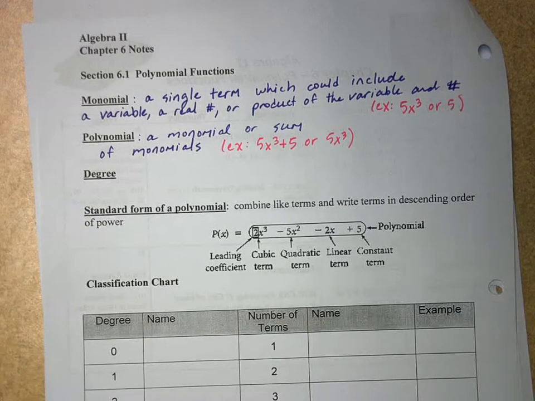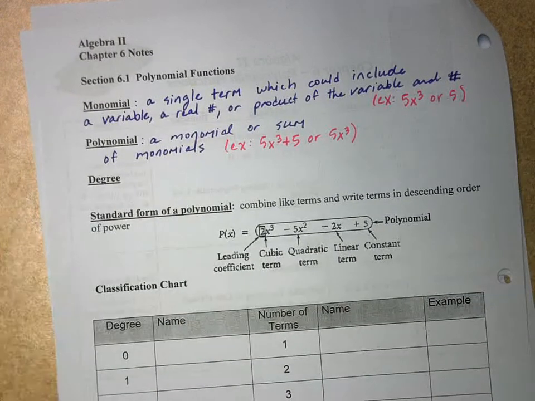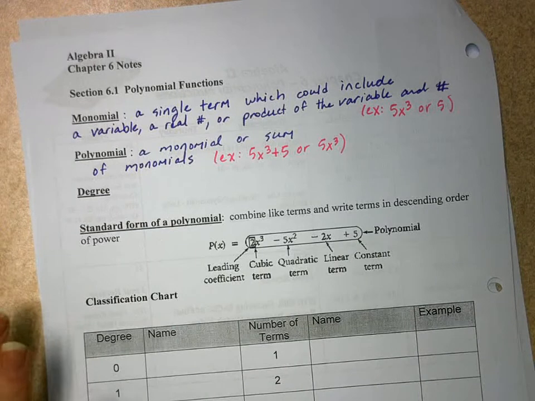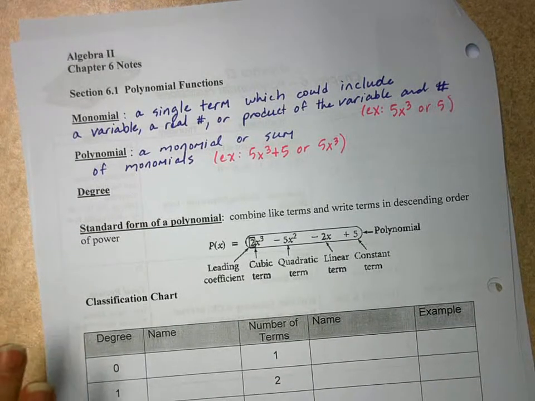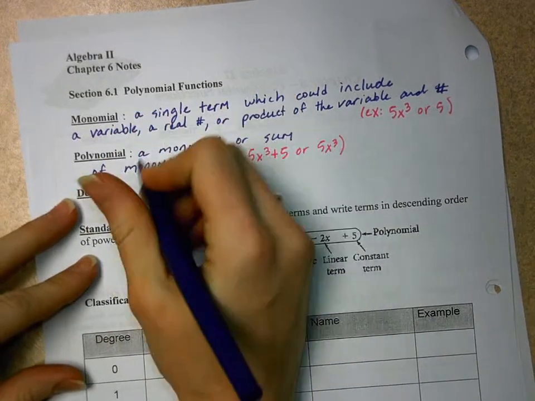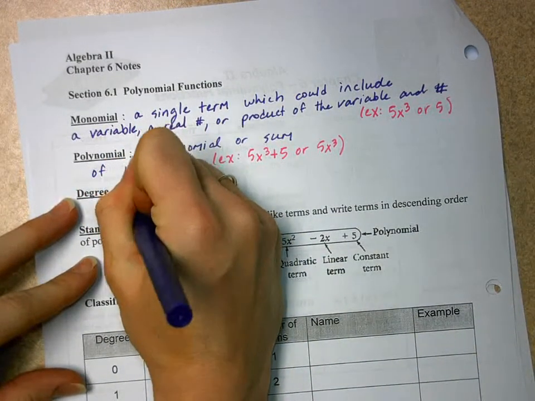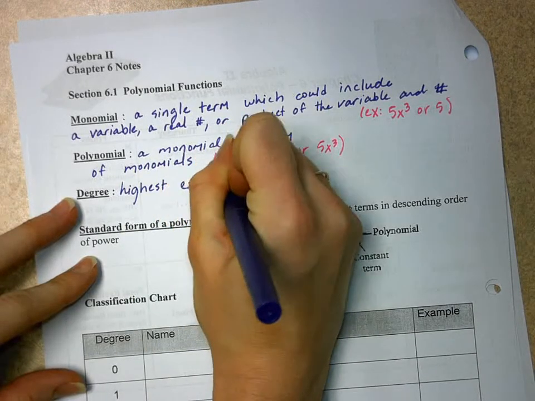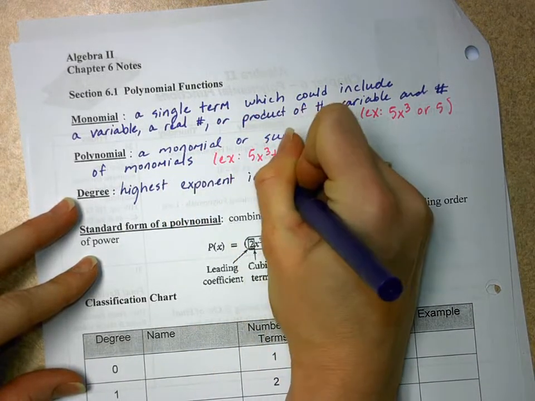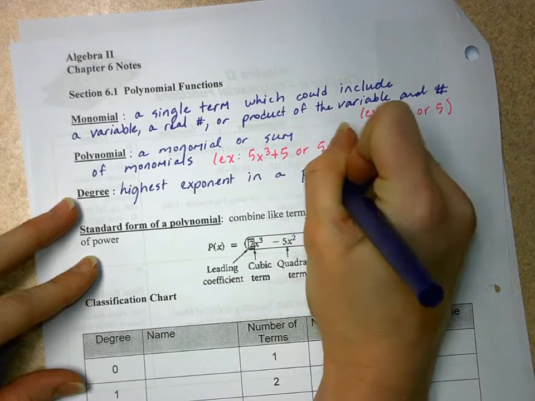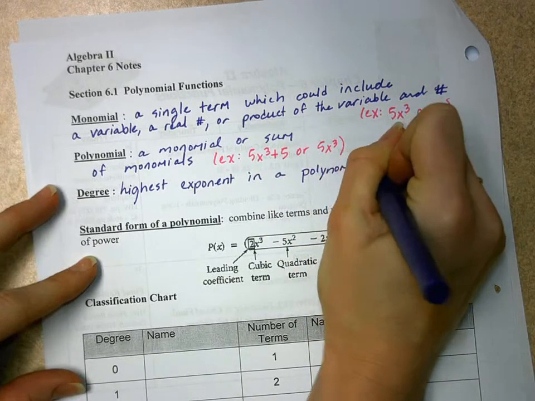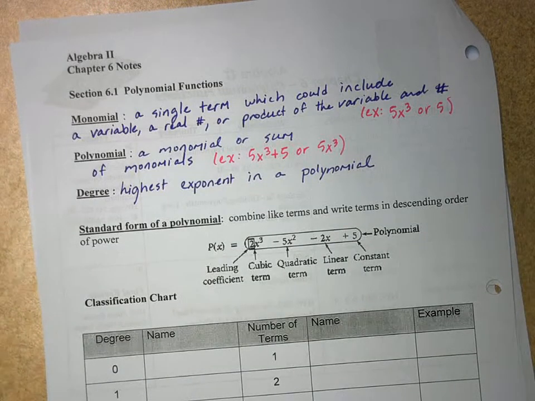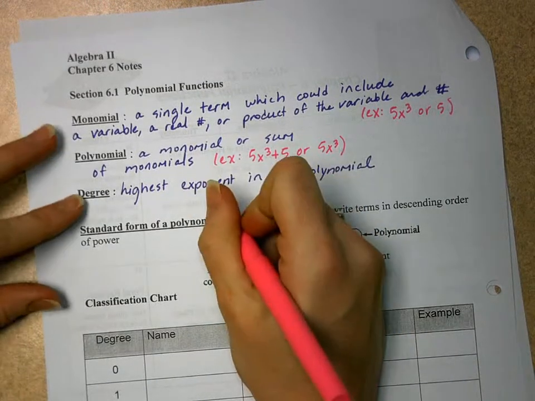Next term that we look at, I'm going to be using this word a lot, so make sure you know what this word references. Degree. Degree is the highest exponent in a polynomial. So let's write that, and then we'll take a look at an example. It's the highest exponent in a polynomial. And then let's take a look at an example.